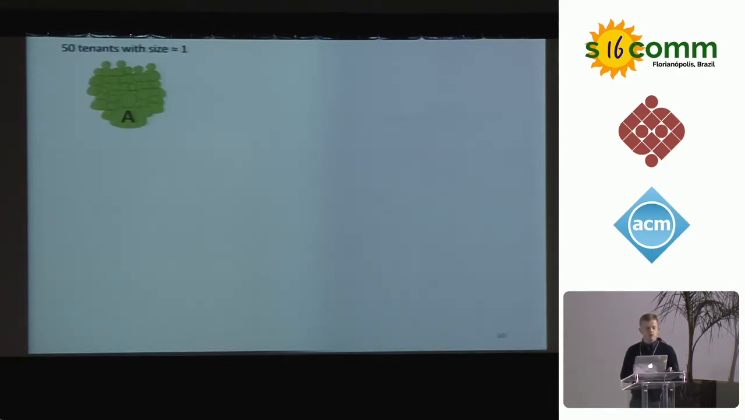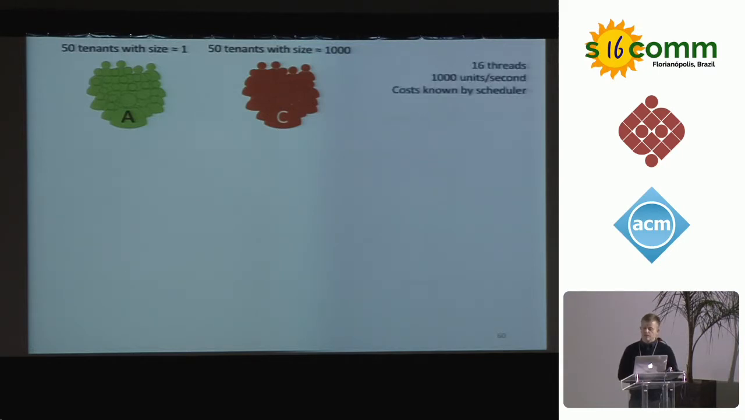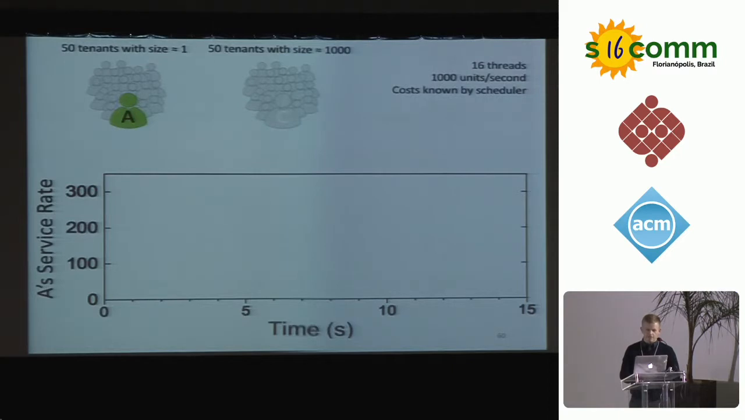We have 50 small tenants, like tenant A, all submitting requests with a size of approximately 1, sampled from a normal distribution. And we have 50 large tenants, like C, with costs approximately 1,000, also sampled from a normal distribution. This is 3 orders of magnitude difference in cost. The tenants share a server with 16 threads. Each thread can process 1,000 requests per second. Running these workloads, let's look at the throughput or service rate over time for just one of the small tenants.